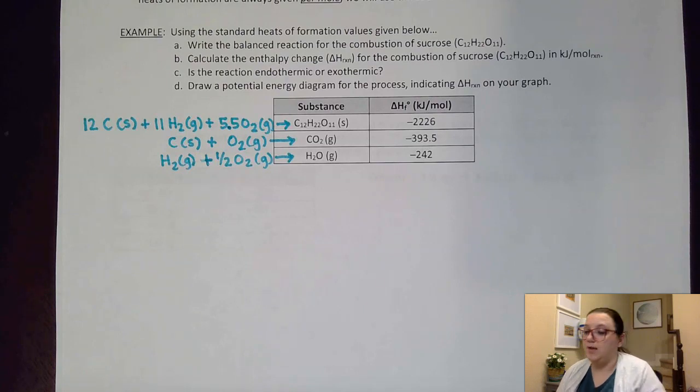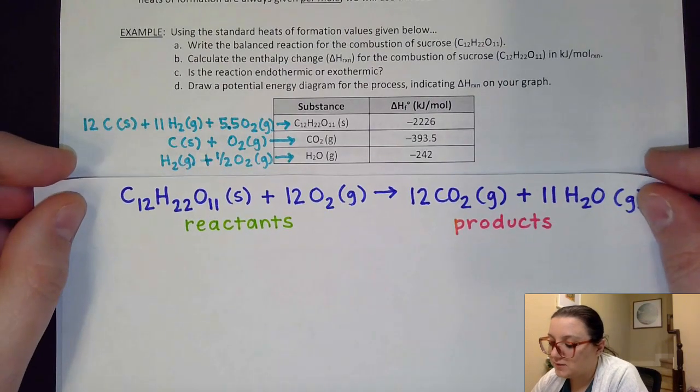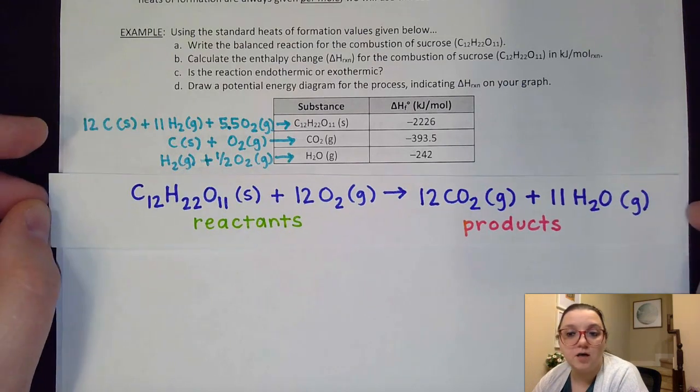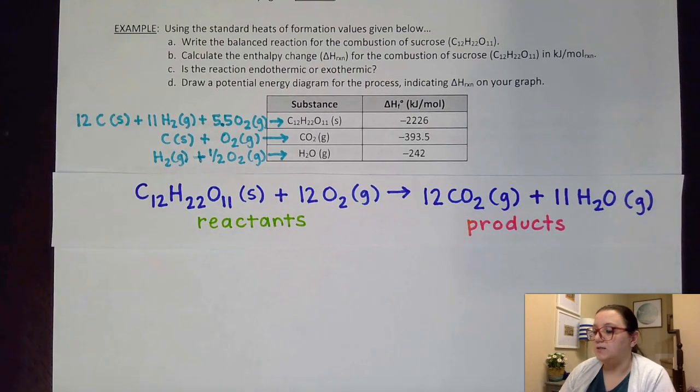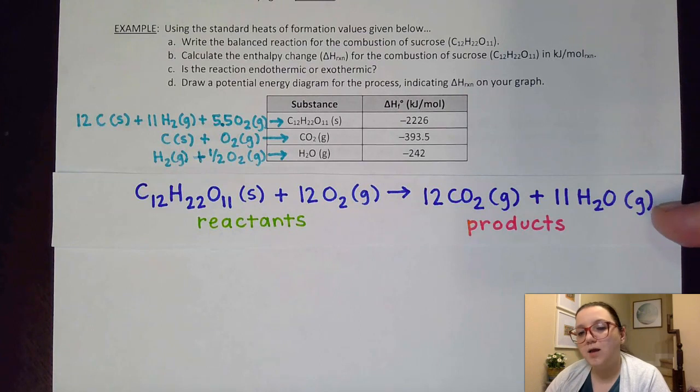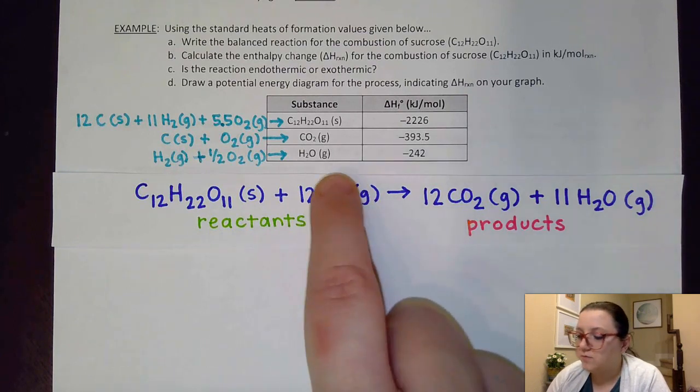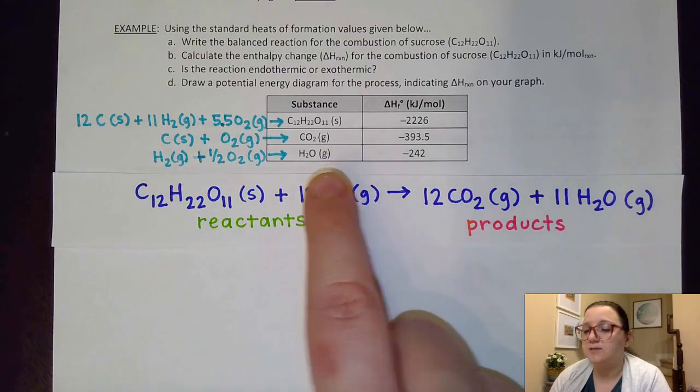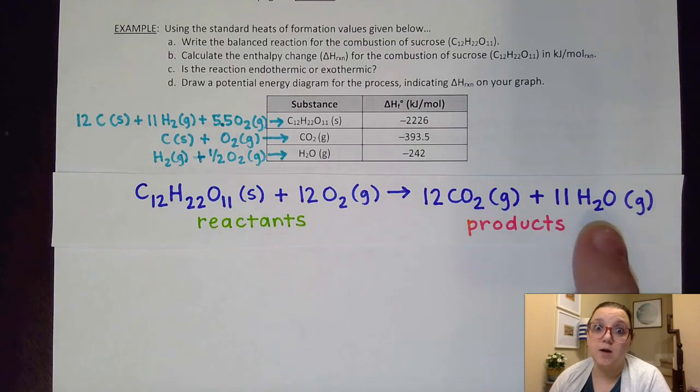yields CO2 and H2O. And so that gives us an equation that looks something like so. Now I did go ahead and put states, and if you notice on the water, I put a gas. Since the heat of formation value they gave me was for a gas, I can assume that was probably what I was forming in this particular reaction.